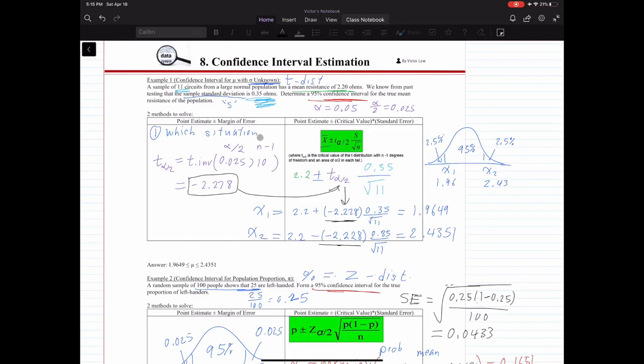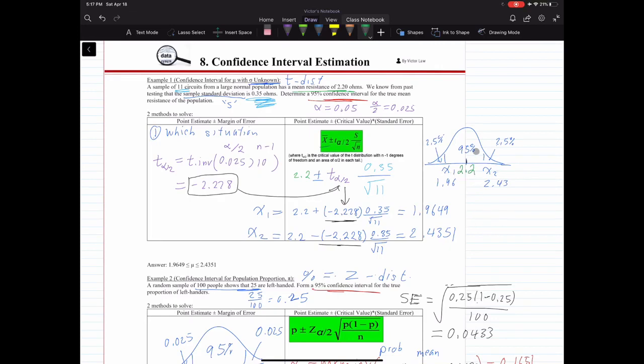That's the first step. You need to know which situation you're in. We're in a situation where we have the population mean with sigma unknown, so we're given the sample standard deviation. Once we know which situation we're in, then we draw the diagram. So we're looking for a 95% confidence interval. Therefore what we're looking for is x1 and x2. And this is the distribution curve, and we know that the mean is 2.2. And we're looking for x1, x2.